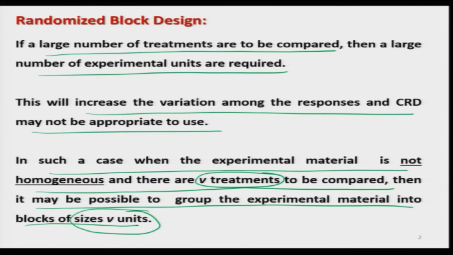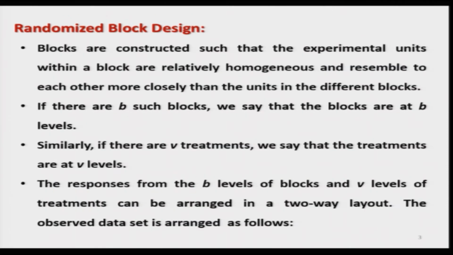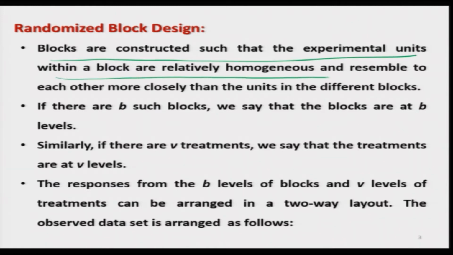And why? Now, it is clear that we are going to impose a condition here that the size of the block, that means the total number of units in the block, is going to be the same as the total number of treatments, right. So, now under the setup of randomized block design, the blocks are constructed such that the experimental units within the blocks are relatively homogeneous and resemble each other more closely than the units in different blocks, right.